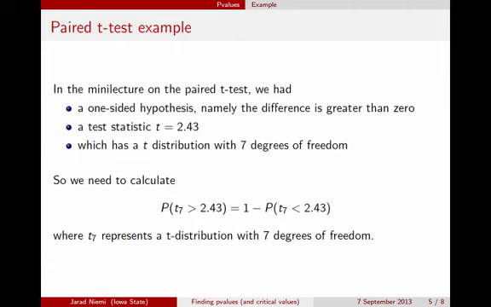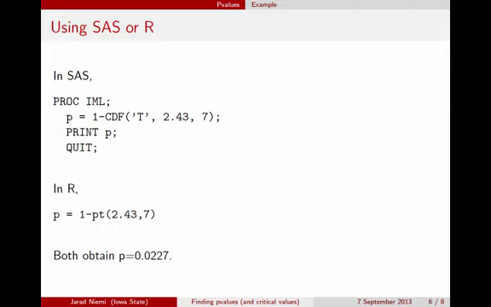Okay, so let's use some software to do these calculations. Here's the example in SAS using proc-IML and the cumulative distribution function for a t-distribution with 7 degrees of freedom and the cutoff value of 2.43. Equivalently in R, we again use the CDF of a t-distribution with 7 degrees of freedom. And in both these cases, we obtain the p-value of 0.0227.